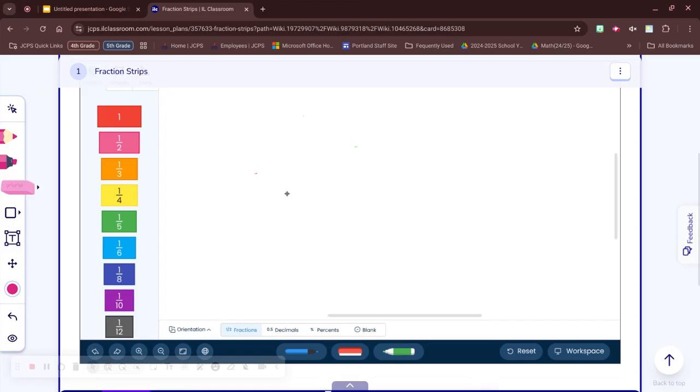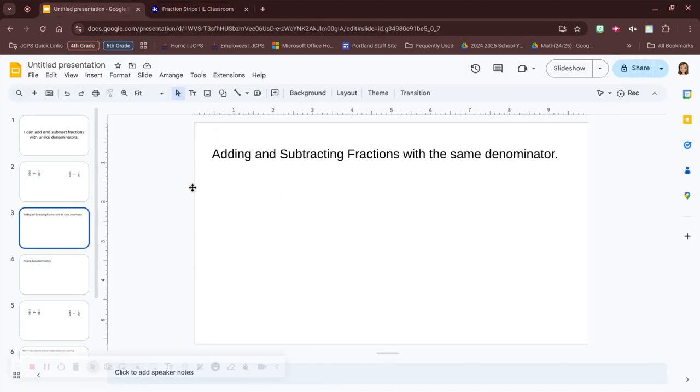But when we add fractions with the same denominator, if the denominator is the same, we can just add the numerators. So let's practice one together on this screen. Let's say we have 2/5 plus 4/5.